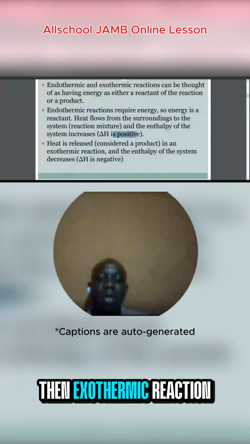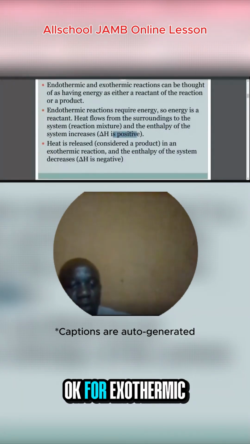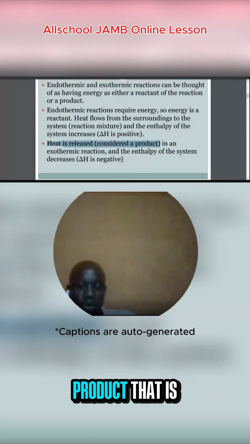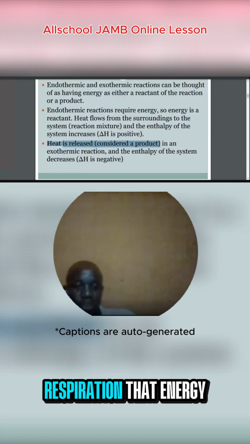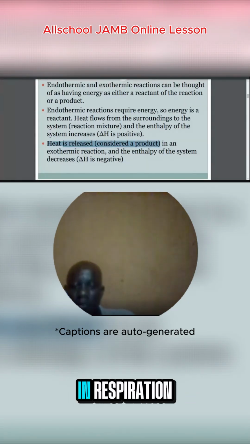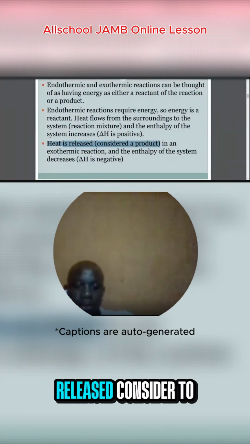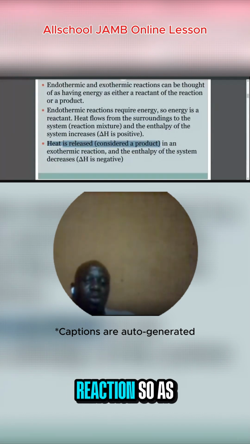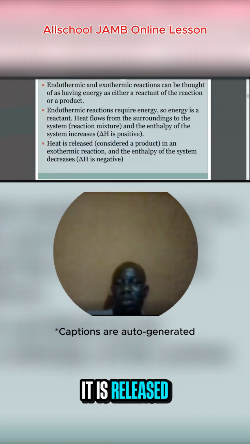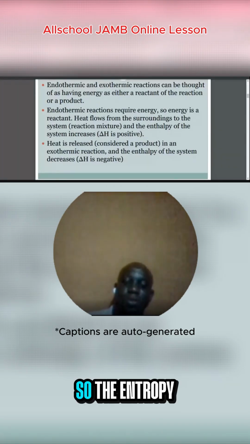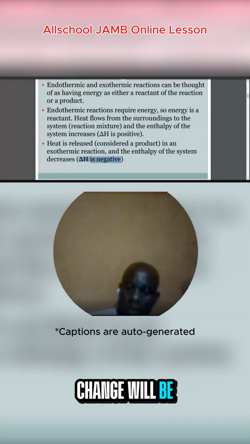Then exothermic reaction. For an exothermic reaction, heat is released, considered as a product. That's respiration, and energy will be released in respiration. And that's the energy that you need to carry out some of your daily activities. So heat is released, considered to be a product in an exothermic reaction. As it is released from the system, the energy of the system becomes lower. So the enthalpy change will be negative.